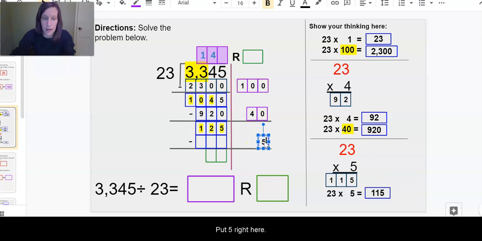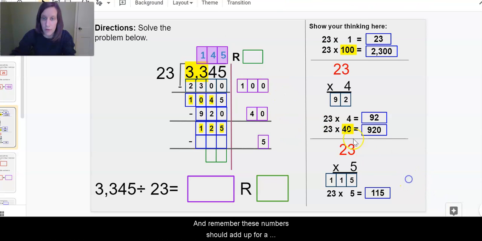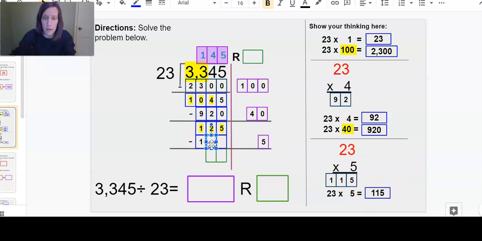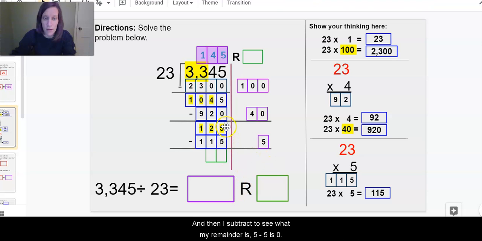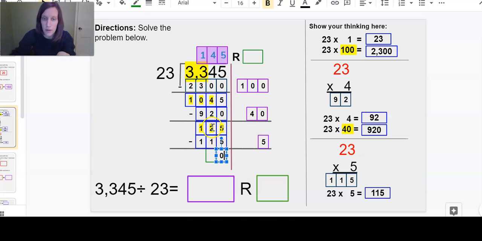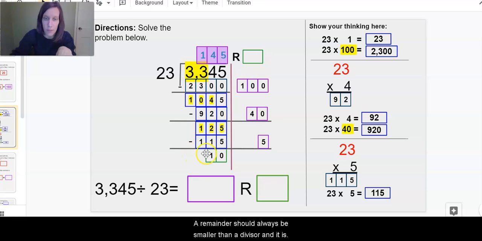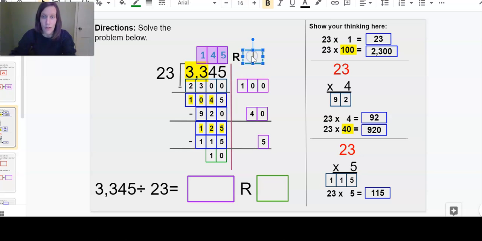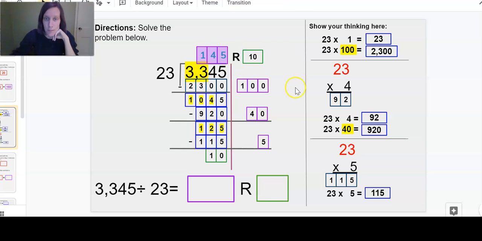I put that 5 right here in my partial quotient and also in my final quotient. Because remember, these numbers should add up to our final quotient. And I'm subtracting what I used, which was 115. And then I subtract to see what my remainder is. 5 minus 5 is 0. 2 minus 1 is 1. And 1 minus 1 is 0. Our remainder should always be smaller than our divisor, and it is. So we had 10 left over. Our final answer is 145.